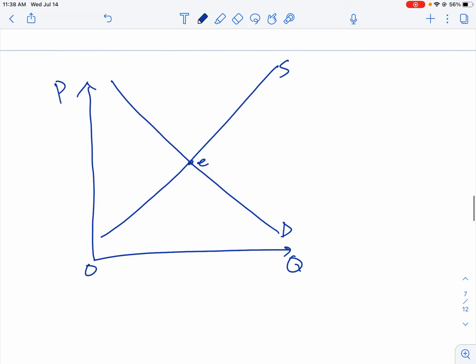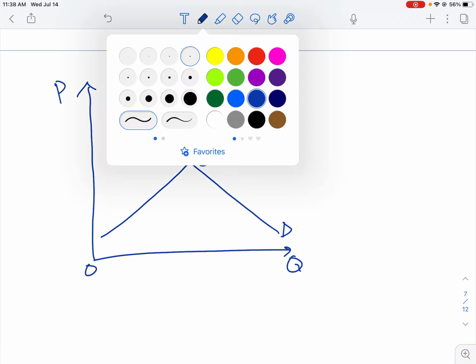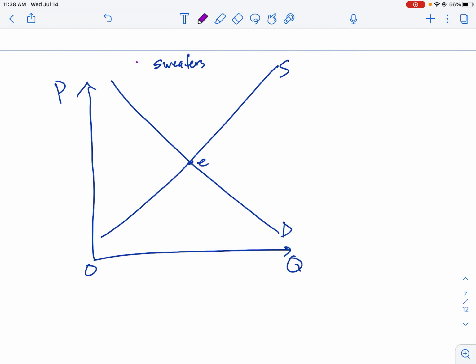So here's the equilibrium. We need to talk about some particular market. What about the market for sweaters? If you're looking at the market for sweaters, what happens if sweaters become more popular? You're like, all right, sweaters are more popular, so that's an increase in demand for sweaters.